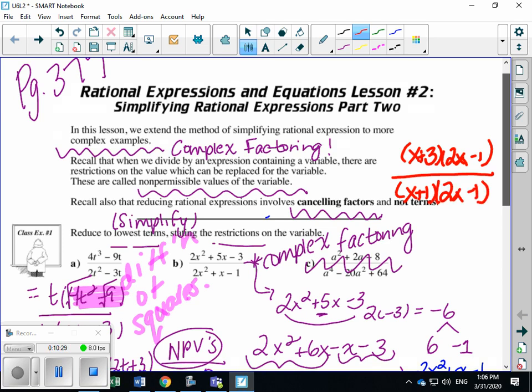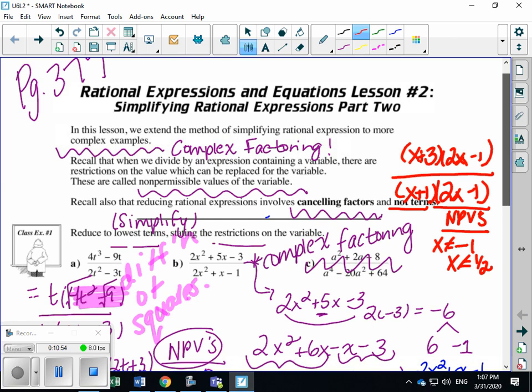Okay, so there's my expression. I did step number 1, I factored. Now step number 2 is going to be to state my NPVs. So I'm going to have 2 of them. I'm going to have one from x plus 1 and one from 2x minus 1. So my first one is going to be x cannot be equal to, this is negative 1. And then I'm also going to have x cannot be equal to, this would work out to 1 over 2.